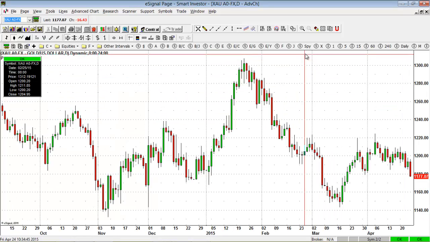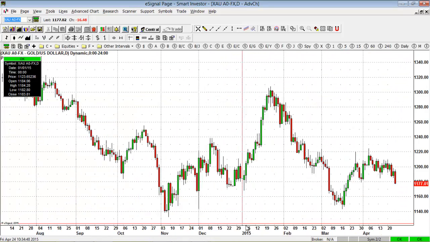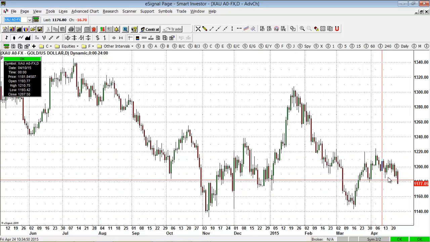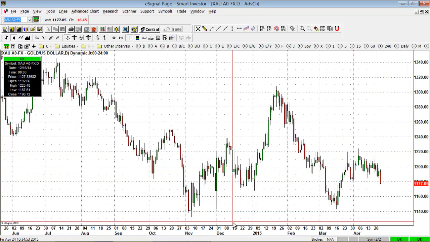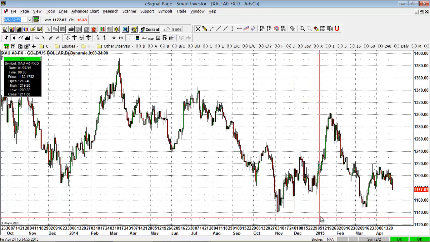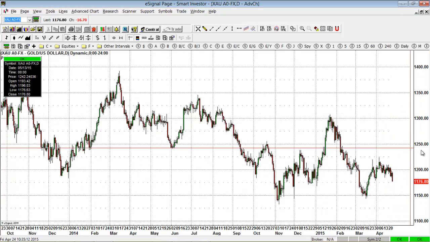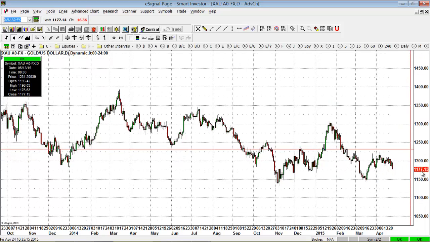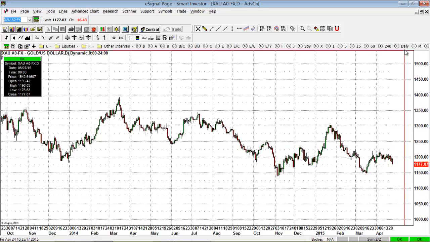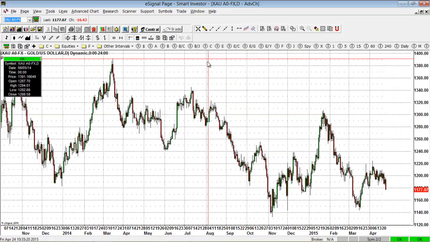Taking a look at gold this morning, gold is down pretty significantly, and it's at 1177. I suspect that this market is going to try and challenge this 1140 area. The market should challenge this area near 1140, and if it breaks below, we could definitely see a move down to the 1100 and the $1,000 level in gold. Well, that's the long-term move.